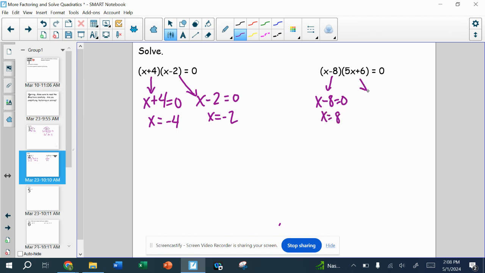The second one, though, you might not be able to do in your head as easily. So I'll have 5x plus 6 equals 0. I would need to subtract 6 and get 5x equals negative 6, and then divide by 5. So you could leave that as negative 6 over 5. You could change that to negative 1 and 1/5 or negative 1.2. I personally like the negative 6 over 5. Just leave it as an improper fraction.